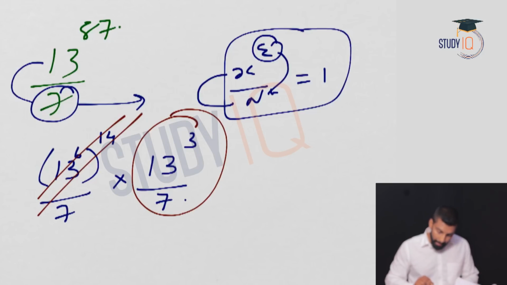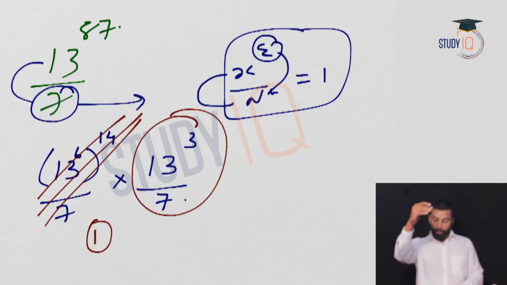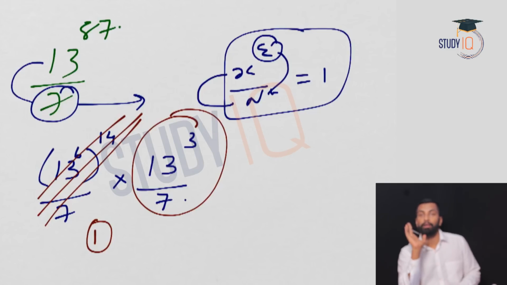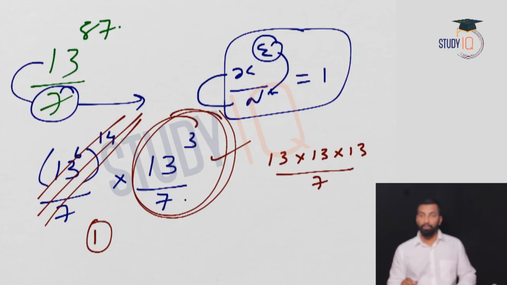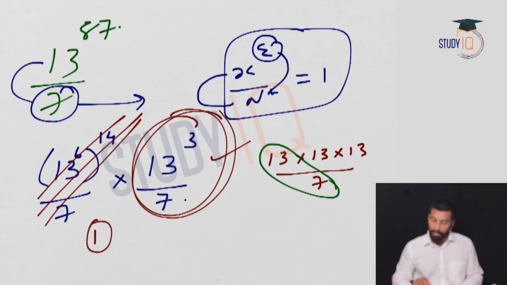The reason is this completely will become 1. 13 raised to 6 by 7 is 1. Similarly 14 such groups, when you multiply, all become 1. Now you can find the answer for this easily, right? Because this is 13 into 13 into 13 divided by 7. You can find the individual remainders easily. Either you can write it as minus 1 into minus 1 into minus 1, you will get minus 1.